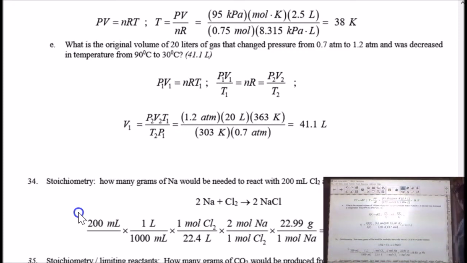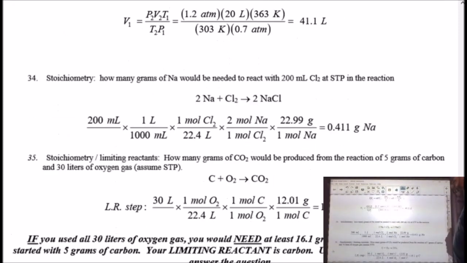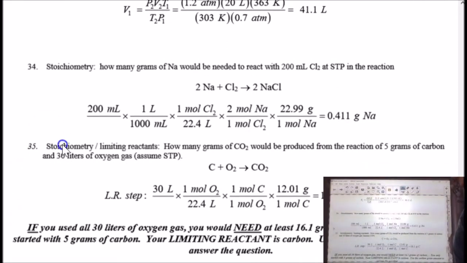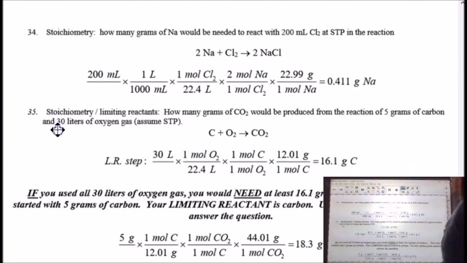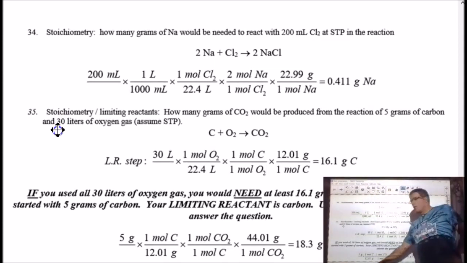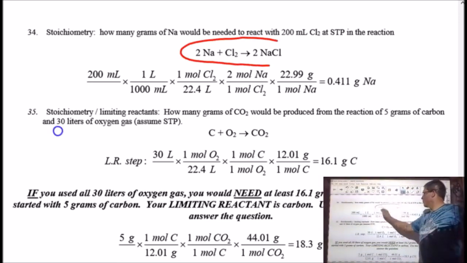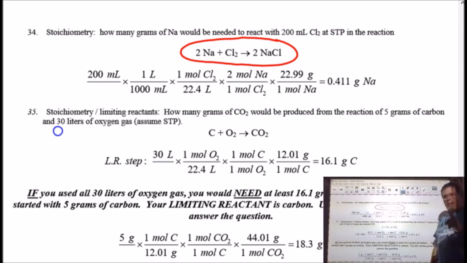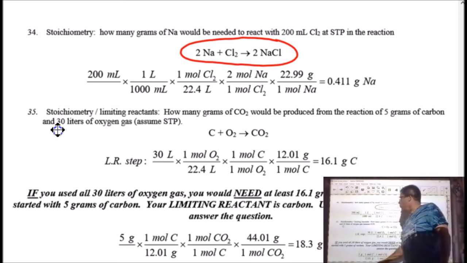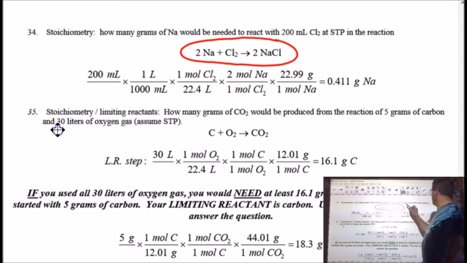Number 34. How many grams of sodium would be needed to react with 200 milliliters of chlorine at STP in the reaction? So again, step one, write a balanced equation. And I believe that was given to you, so you're welcome. Step two, take what was given. In this case, we had 200 milliliters of chlorine, and it's asking for how many grams of sodium.